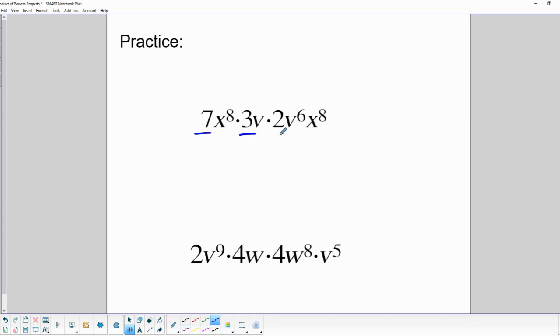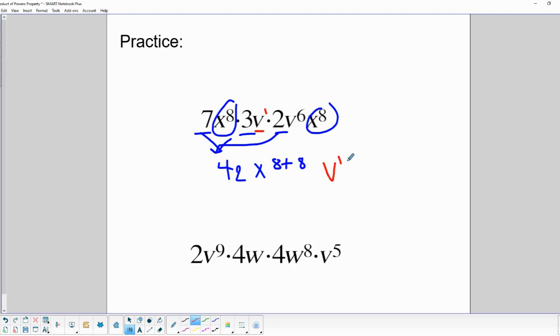So 7, 3, 2. 7 times 3 is 21. 21 times 2 would be 42. Then x to the 8th times x to the 8th would be x to the 8 plus 8 power. And then we still have v's to deal with, so we get v to the 1st and v to the 6th, so v to the 1st plus 6. So there's our expression set up. So let's finish it off.